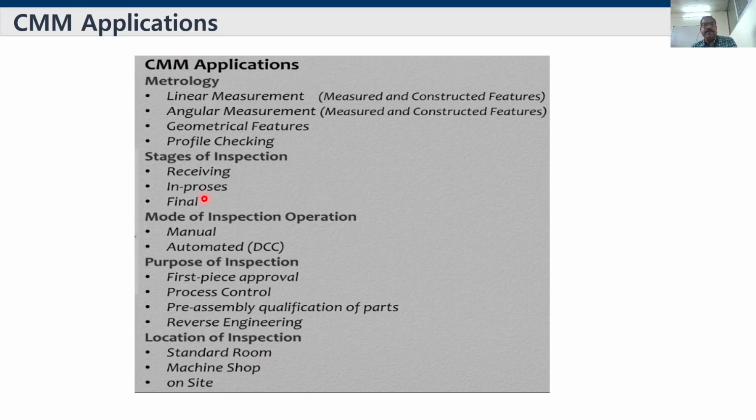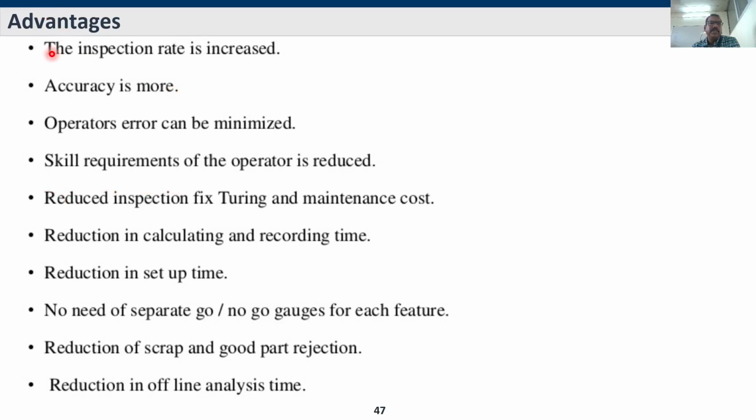You can use other advantages. The inspection rate is increased. If you want to increase the inspection rate, particularly with machine vision, we can get comparatively higher accuracy. Operator error can be minimized, particularly compared with conventional metrology. This coordinate metrology will provide fewer errors.